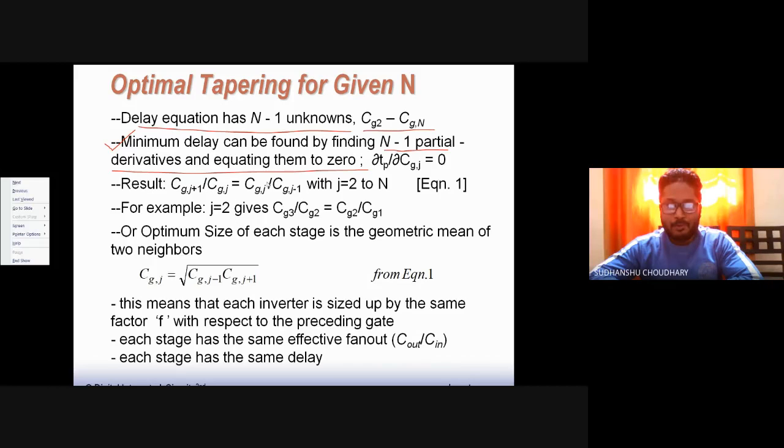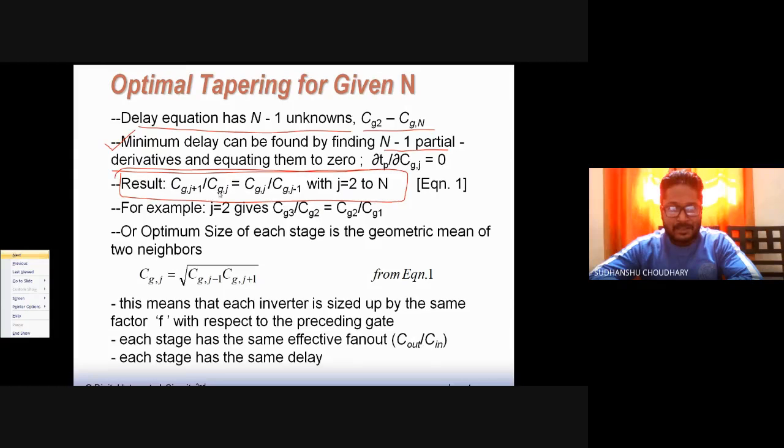So if you do this, you will find a relation between the gate capacitances, and that relation will be somewhat like this: CGJ plus 1 divided by CGJ is equal to CGJ divided by CGJ minus 1. This will be for J equal to 2 to n, because for J equal to 1 we know the capacitance, and for J equal to n plus 1 we also know the capacitance. So n minus 1 unknowns can be found.